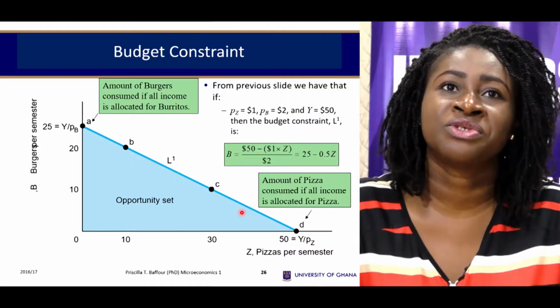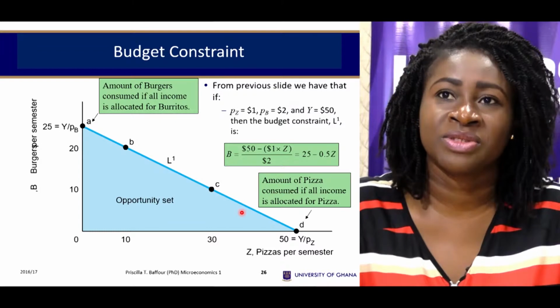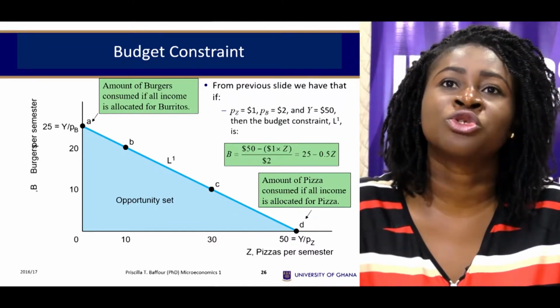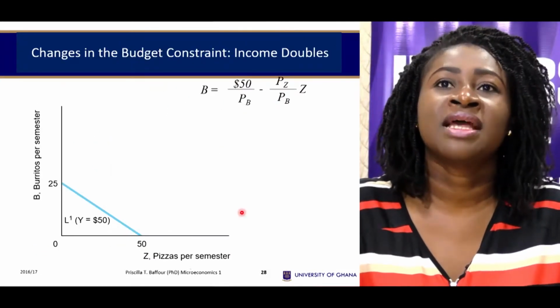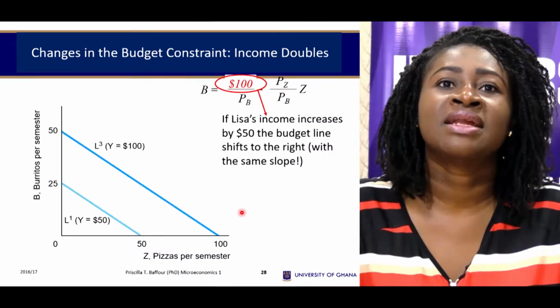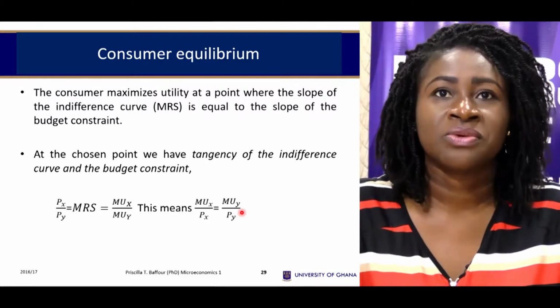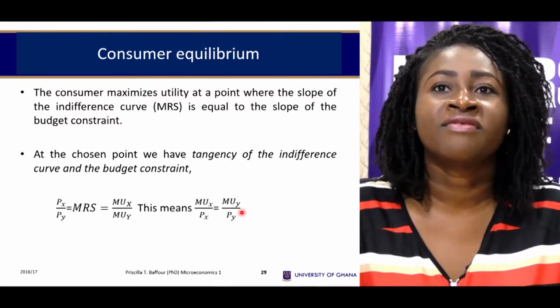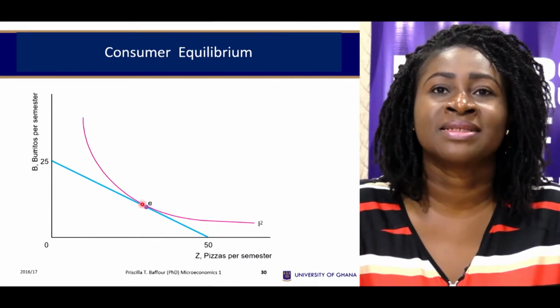The relative price ratios. So the slope of this would be the price of burger over the price of pizza, right? That is the slope, and it's always negative to show it is a downward sloping curve that we are dealing with, right? So in terms of equilibrium, it means that we are equating the slope of the indifference curve to the slope of the budget constraints, right? The point of tangency between the indifference curve and the budget constraint is where the consumer is in equilibrium.